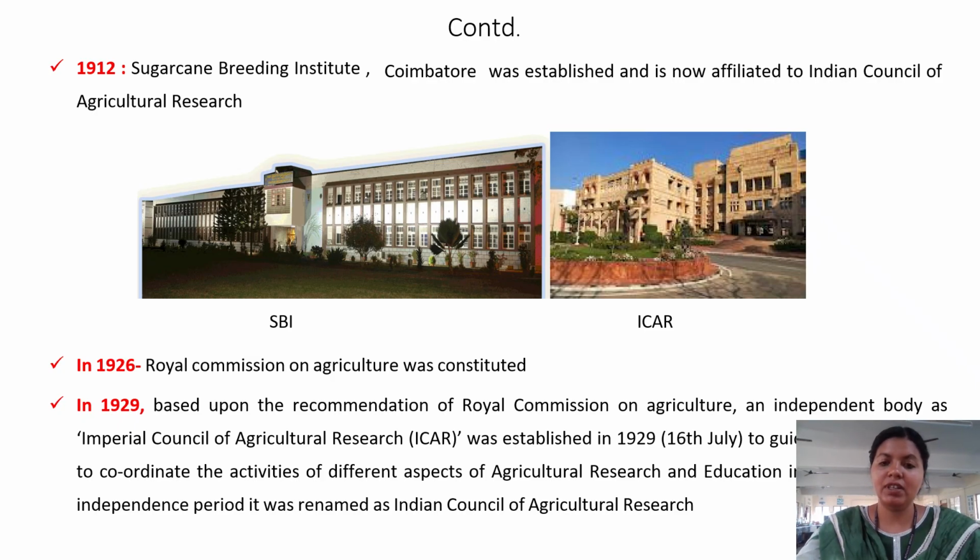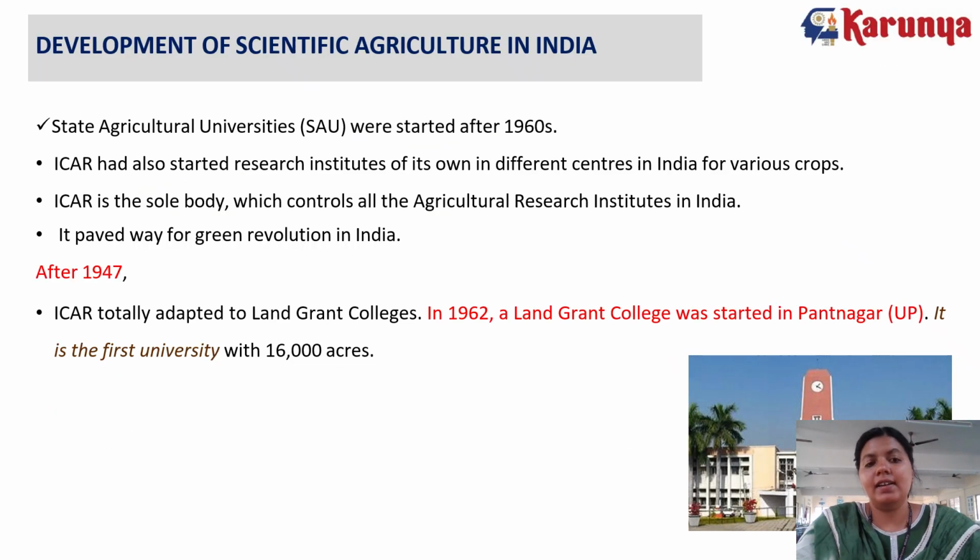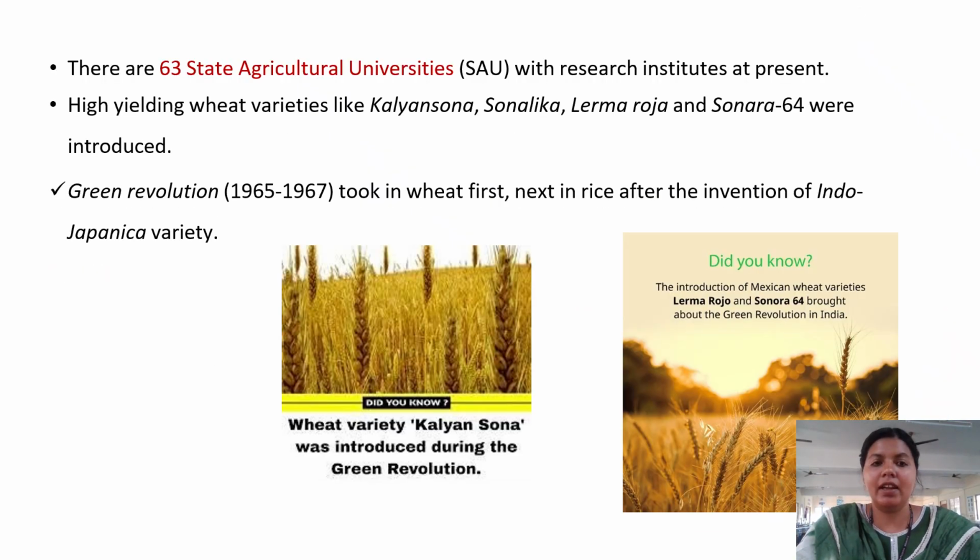And after 1960, state agriculture universities, SAUs, were started, and then ICAR started to adopt the land grant college model, and in 1962 a land grant college was started in Pantnagar. It is the first university in India, Pantnagar University in Uttar Pradesh, with 16,000 acres of land under it. And now there are 63 agriculture universities in India, and many high yielding wheat varieties like Kalyan Sona, Sonalika, Lerma Roja, Sonora 64 were then introduced.